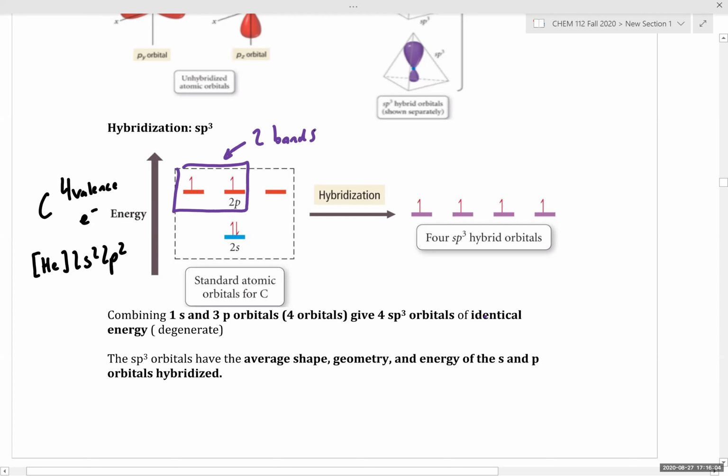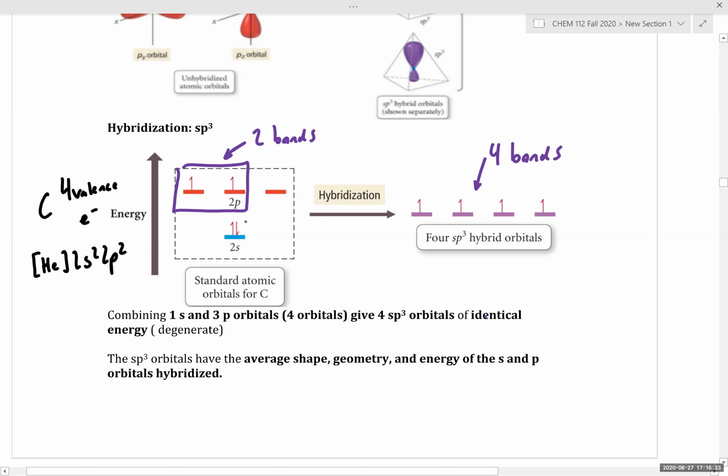Now, to maximize bonding and to minimize the energy of carbon's electrons, and the way that we do that is by forming chemical bonds, carbon is going to hybridize and it's going to redistribute its electrons into 4 sp3 hybrid orbitals. Now we have 4 half-filled orbitals capable of forming 4 bonds.